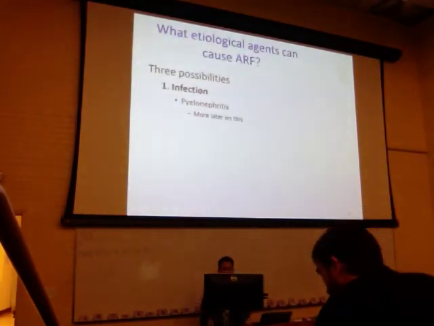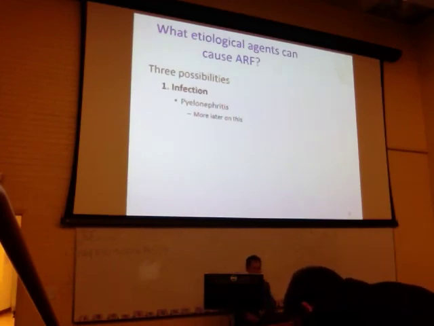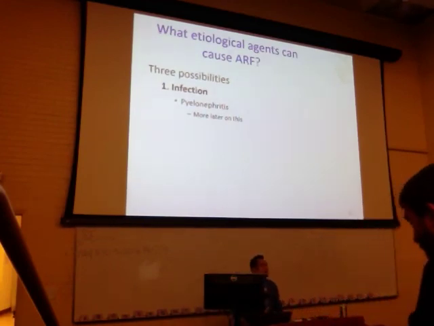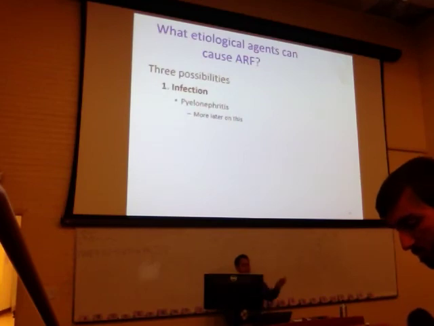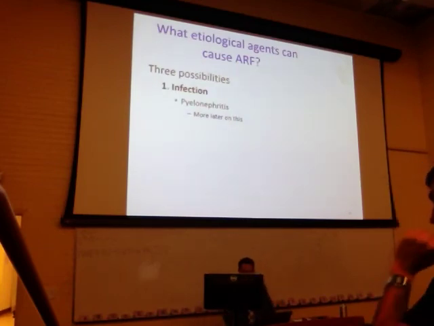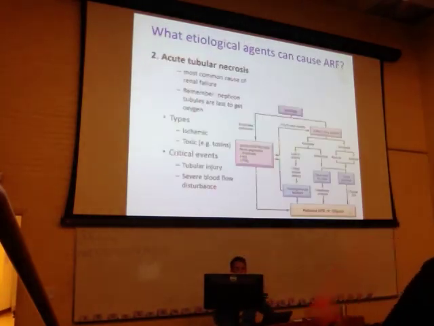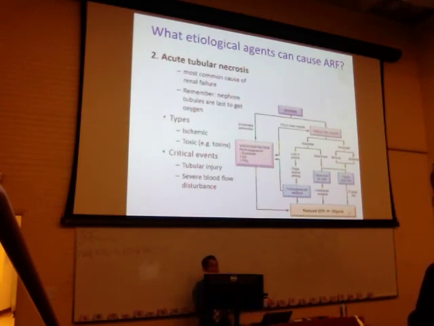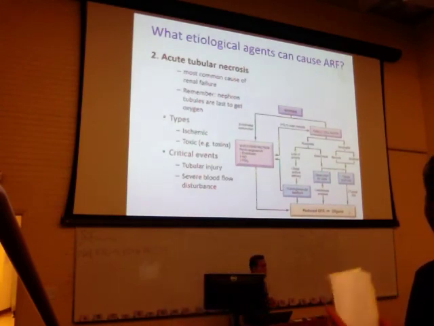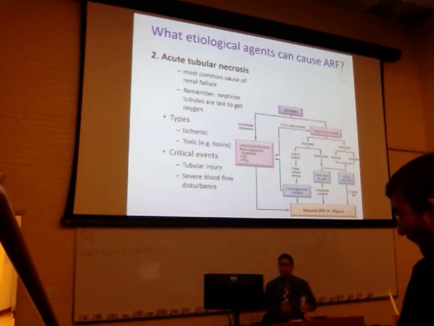So first up, if we look at the three possibilities, we're going to look at infections, and we're going to talk about pyelonephritis, and we'll talk about that in greater detail a little bit later in the lecture. Right now I want to talk about acute tubular necrosis. This is the most common cause of renal failure.